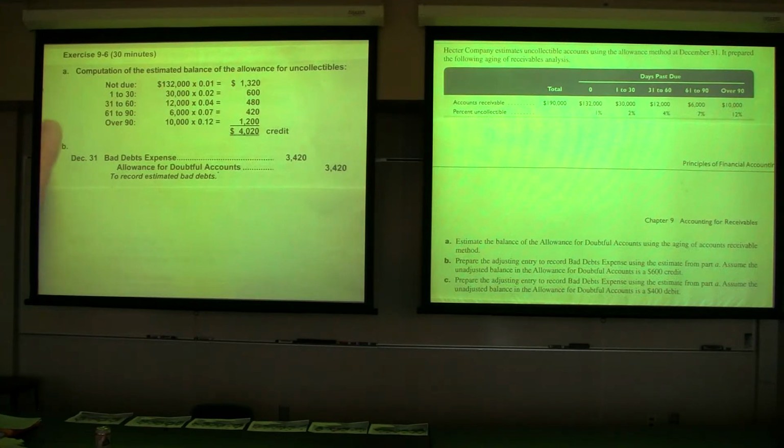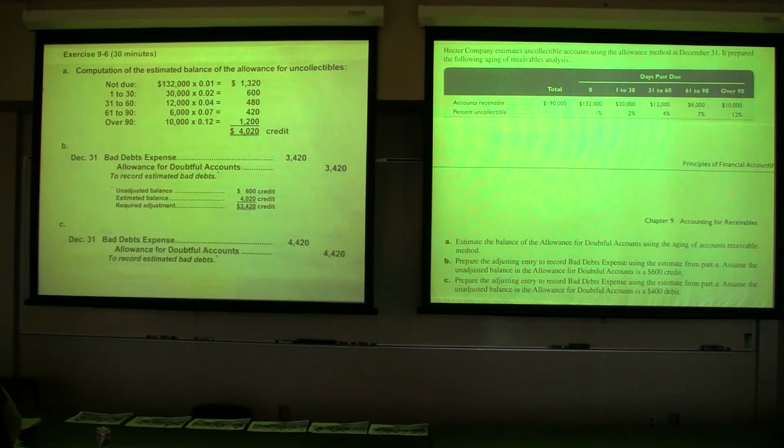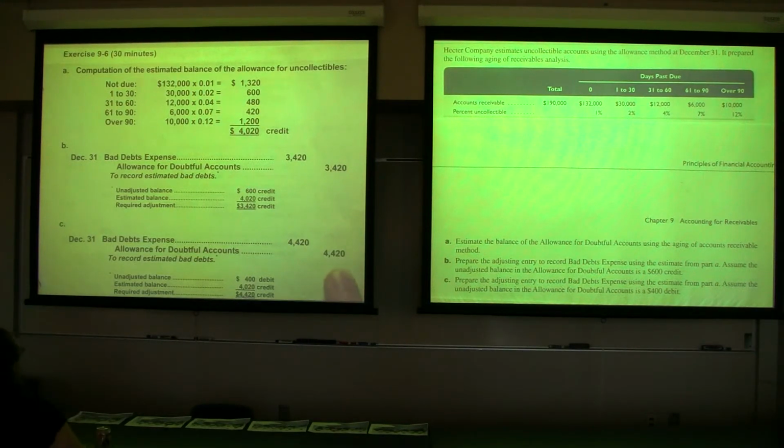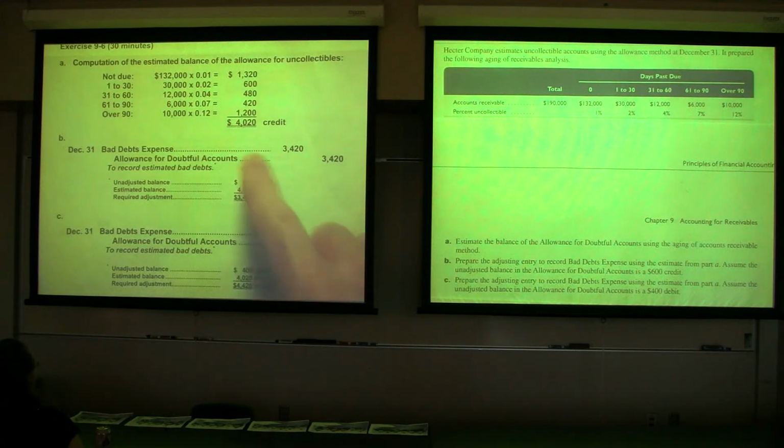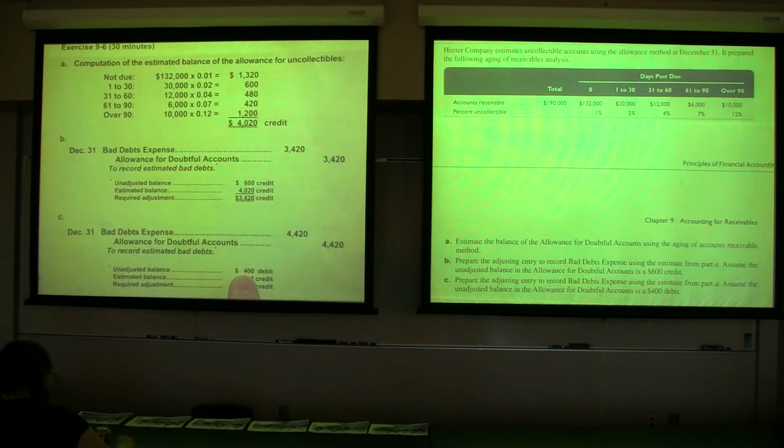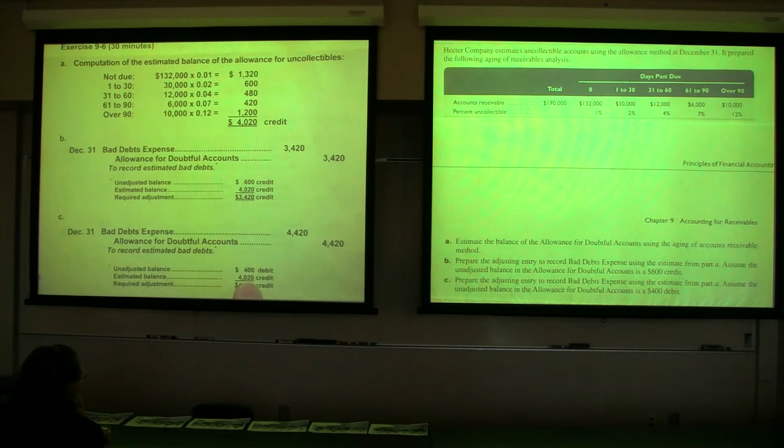All right, and this is what it's like when you have the debit balance. So now, again, you have the same target, but now because there's a debit balance, it'll take 4,420 to bring the current debit up to this credit. Okay? That sound good? Sound good? All right.